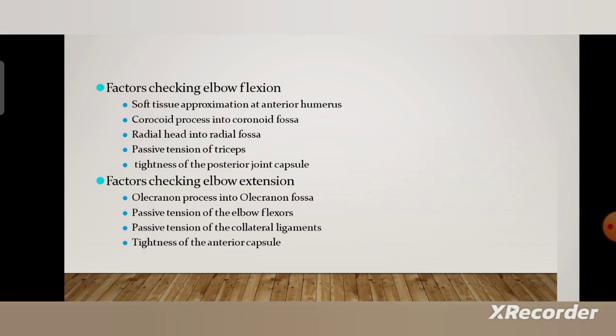Next are the factors checking elbow flexion: soft tissue approximation at the anterior humerus, coracoid process into the coronoid fossa, radial head into the radial fossa, passive tension of the triceps, and tightness of the posterior joint muscle. Next are the factors checking elbow extension: olecranon process into the olecranon fossa, passive tension of the elbow flexors, passive tension of the collateral ligament, and tightness of the anterior capsule.